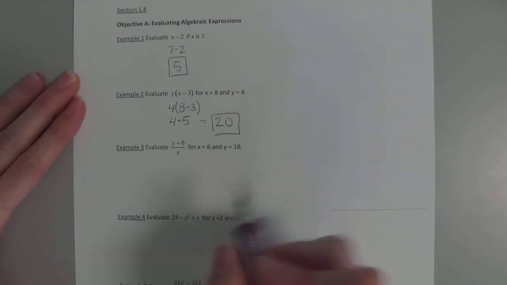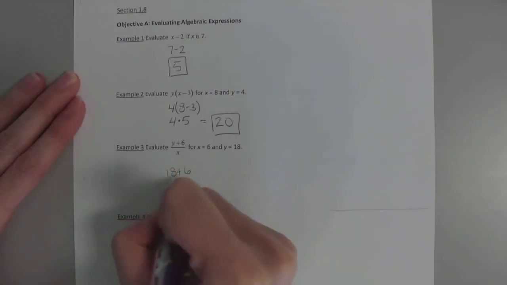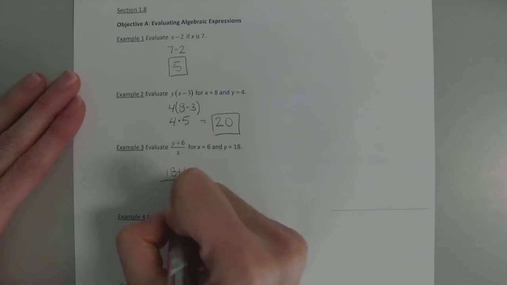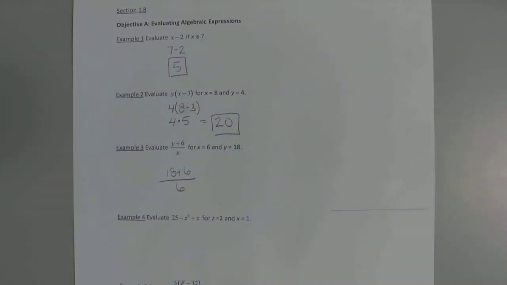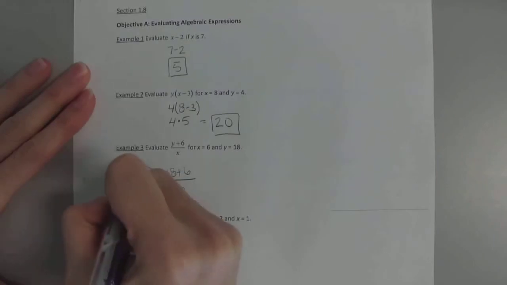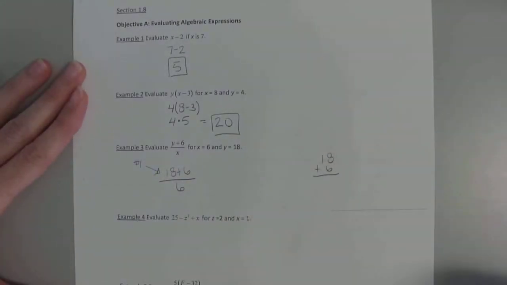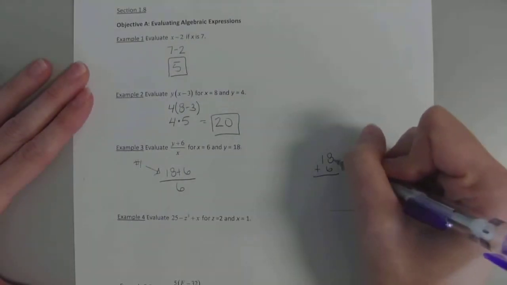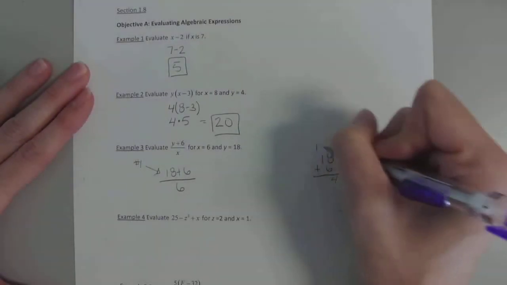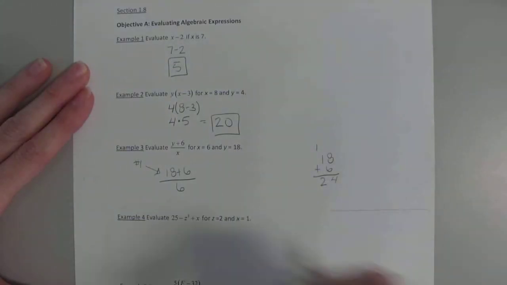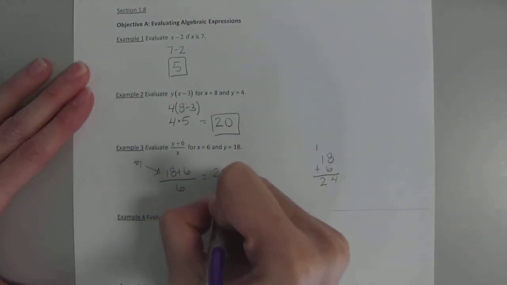So let's look at example 3. We have y plus 6 on top, where y is 18, all over x, where x is 6. Remember, whenever you have a big fraction bar like that, they want you to do the top by itself, the bottom by itself, and then divide at the very end. So what do we need to do first? 18 plus 6. If you need to do 18 plus 6 over here on the side to figure that out, that's fine. 18 plus 6 is 24, does that look okay? So the top is 24.